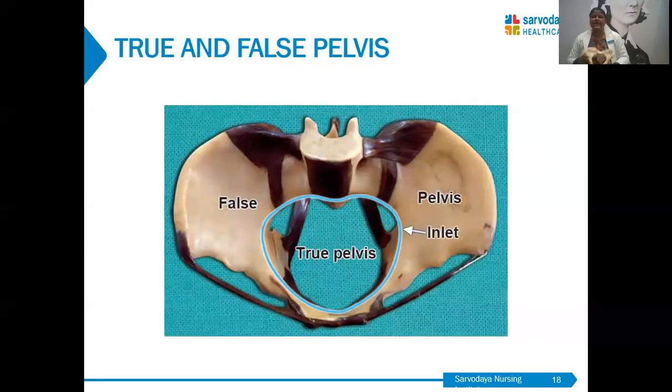Then the true pelvis and false pelvis. From the obstetrical point of view, it is very important to know about the true pelvis and false pelvis. As you can see in this picture, the false pelvis and the true pelvis. This one is the false pelvis and this one is the true pelvis.